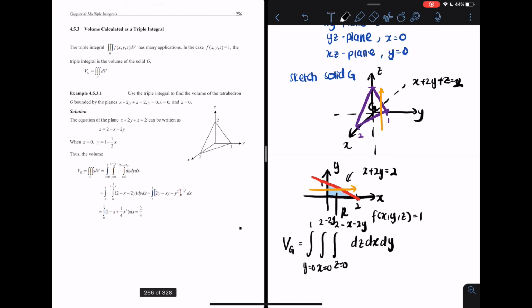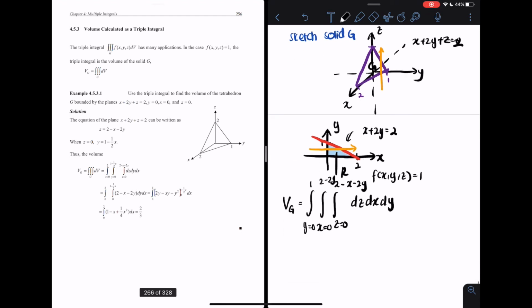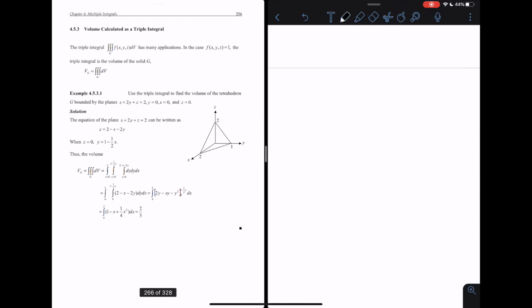So by using this limit, you will get the same answer like what you have on page 256, such as 2/3. So I really hope you can spend some time on your own to go through the solution on your own, or else you will spend more time to watch the videos. Okay, let's move to the next question.